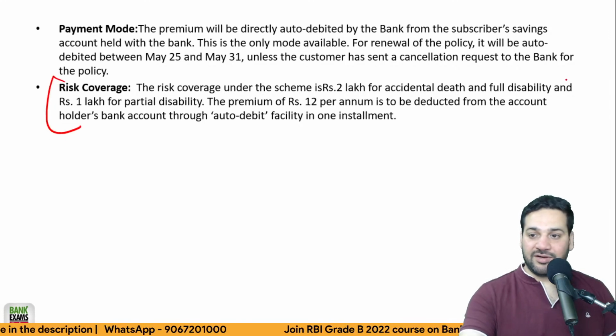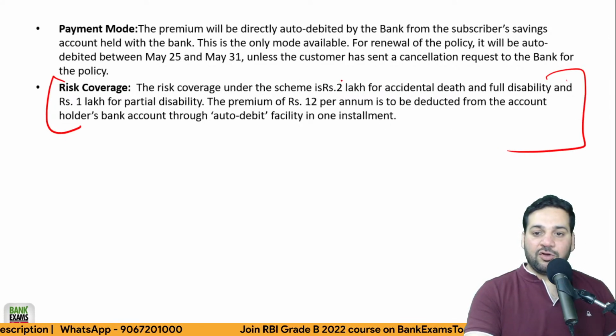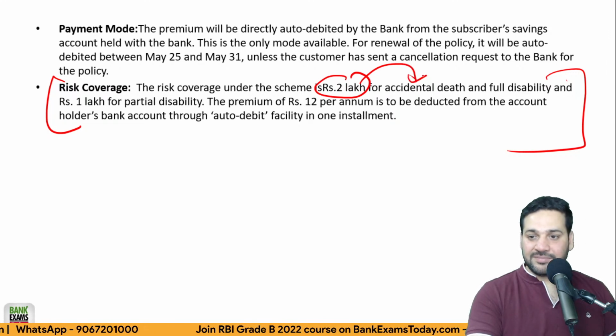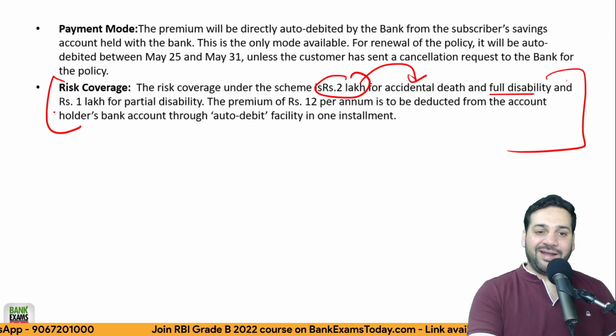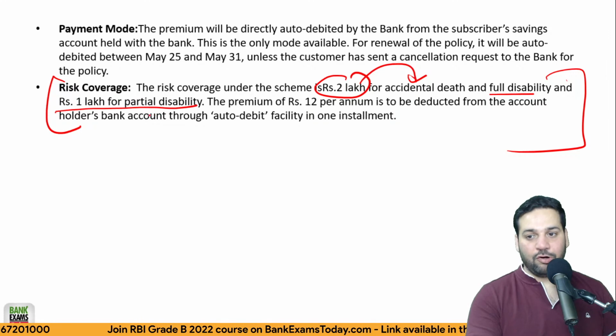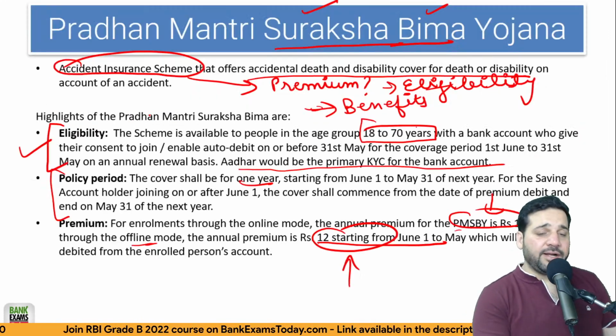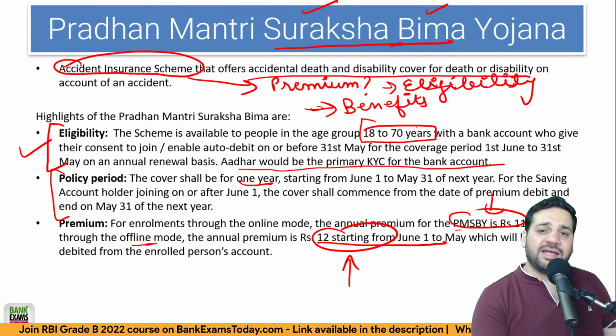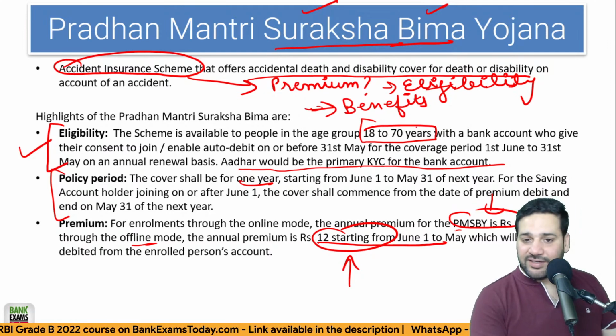And what is the risk coverage? That is important. 2 lakh rupees for accidental death and full disability, and 1 lakh rupees for the partial disability. Okay, that's important. Please remember the eligibility criteria, the age 18 to 70 years.